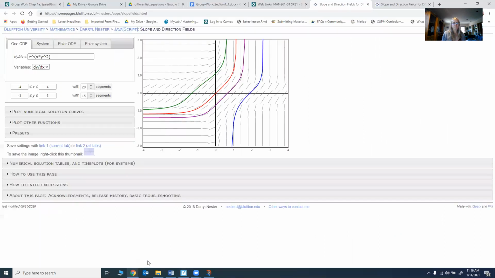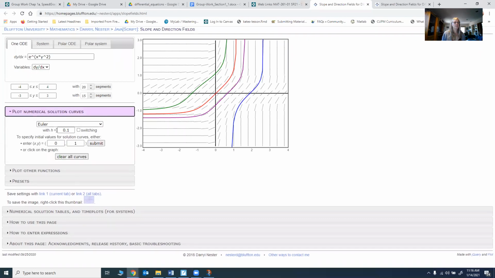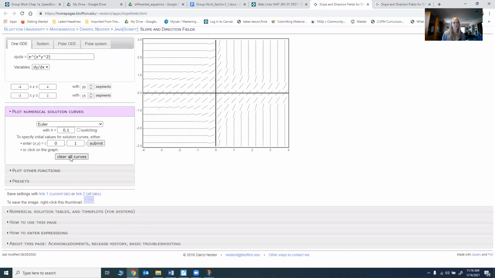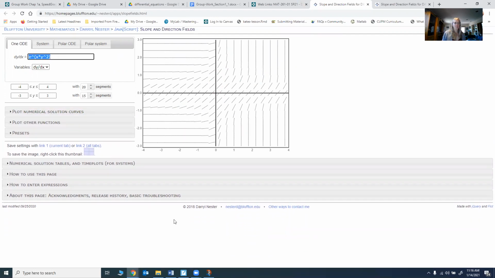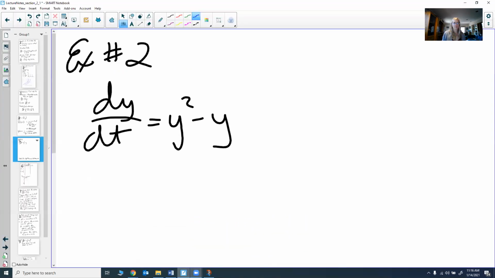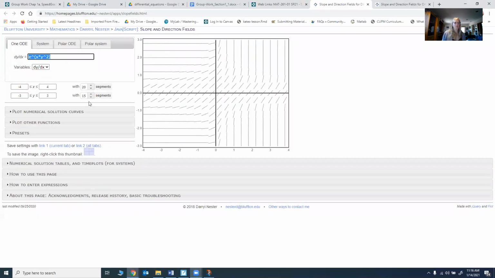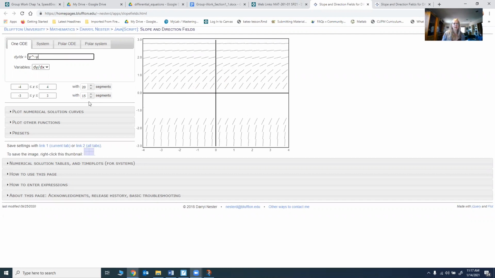I want to visualize this a little bit before we get into it. So let's go back to here. I'm going to turn off my curves, because I don't want them on there when I draw this. My function is y squared minus y. Hit enter, it'll draw it. Oh, I forgot the square, oops. y squared minus y, there we go.